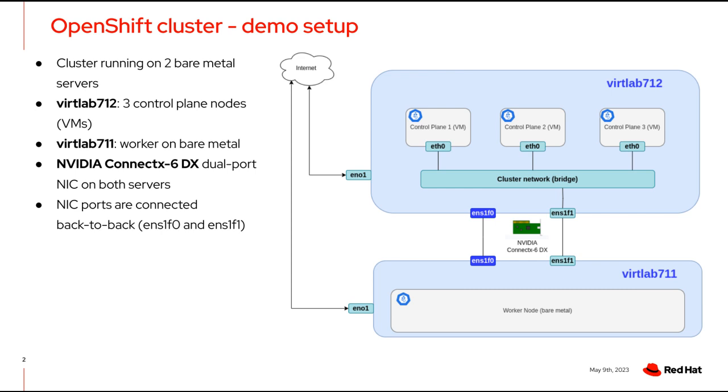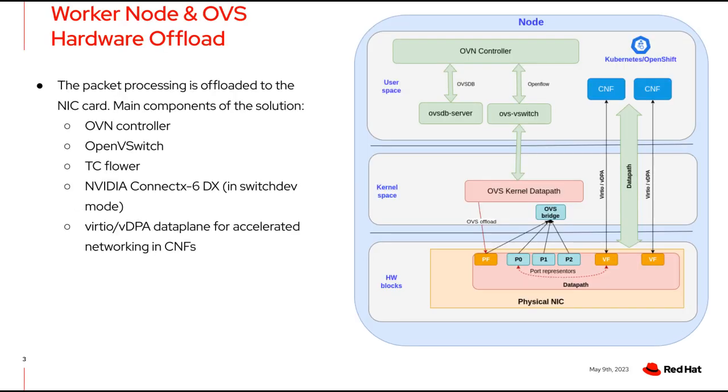In this demo, we are going to create two pods and attach them to VFs on the same node, VirtuLab 711. But the same steps can be performed to demonstrate connectivity between two pods on different nodes. That is called internode communication. Worker node and OVS hardware offload. The main principle here is to offload the packet processing to the NIC hardware. But let's have a look in details now on how all the components fit in the picture.